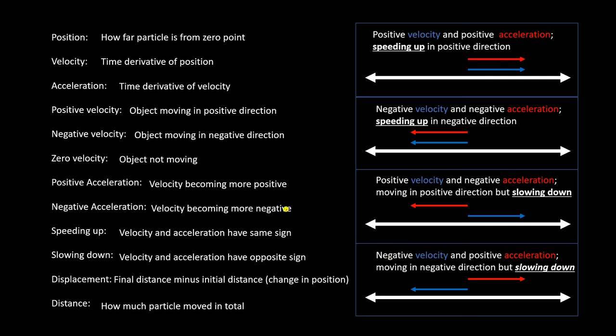For a particle to be speeding up, the velocity and acceleration must both be in the same direction, either both positive or both negative. If they have different signs, then it's slowing down. On the diagrams to the right, the blue arrow is the velocity, and it shows what direction the object is moving in. The red arrow shows the acceleration. So I know this slide is a lot. Take a second to pause and take it all in. We'll get to these bottom two on the next slide.